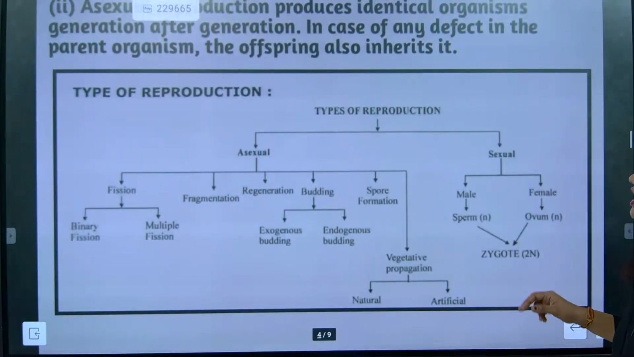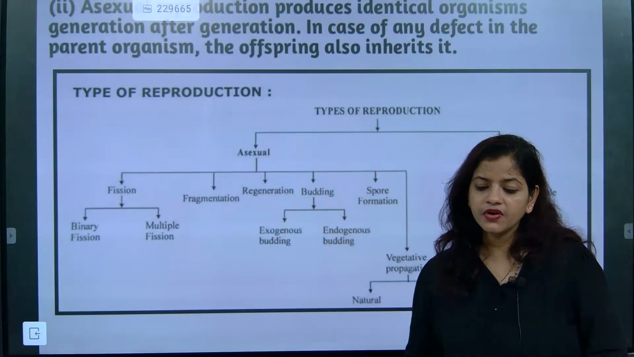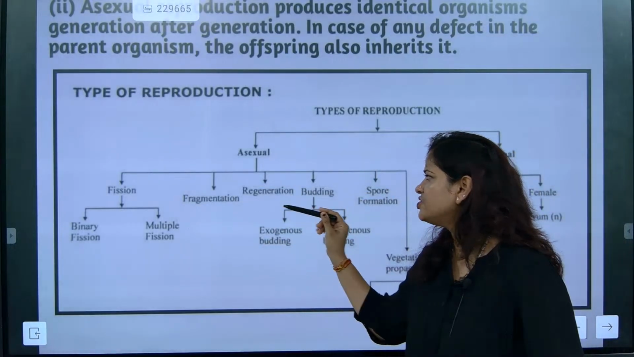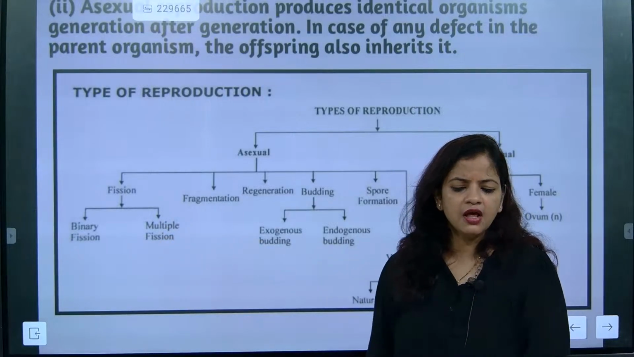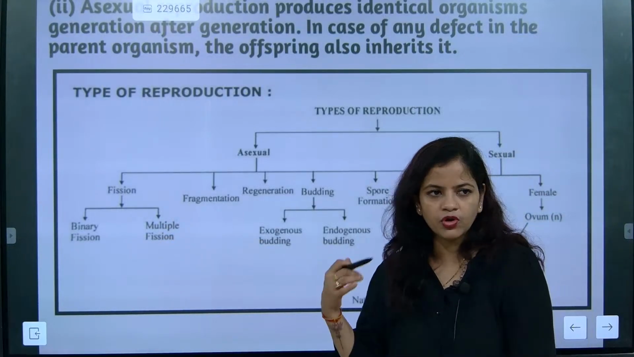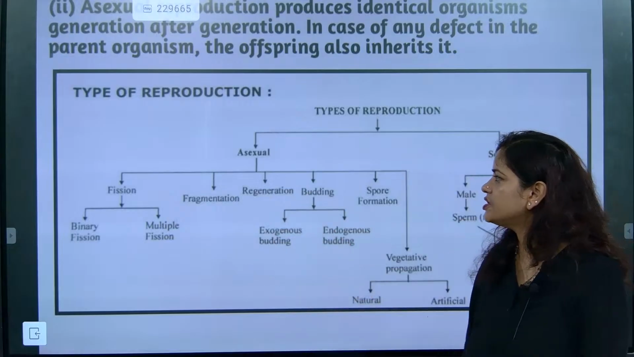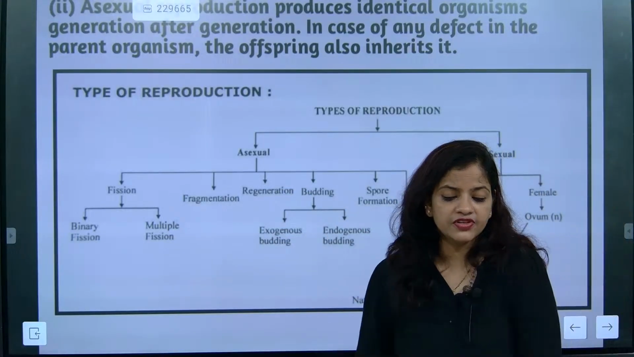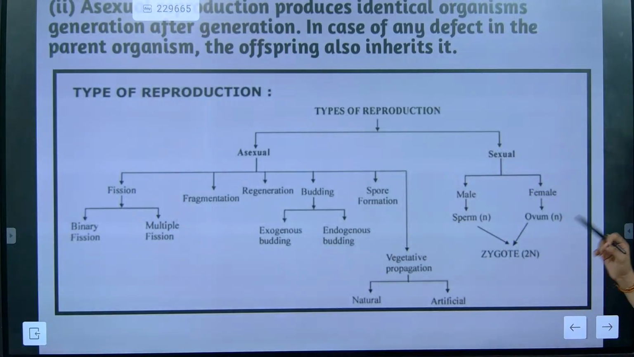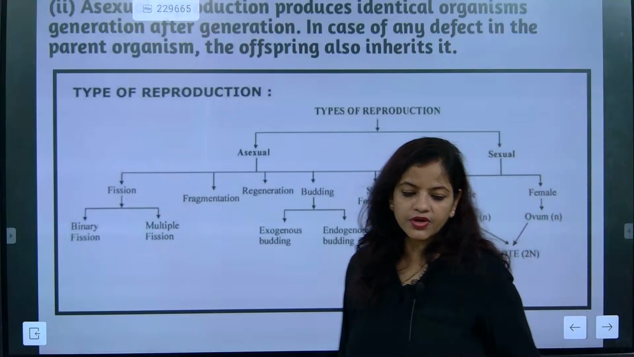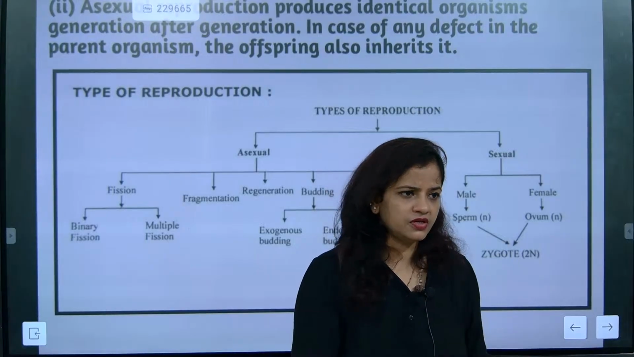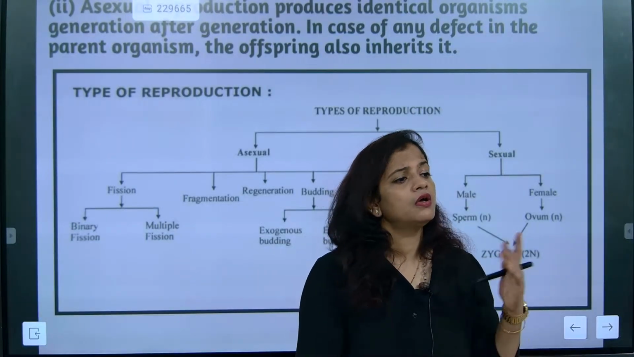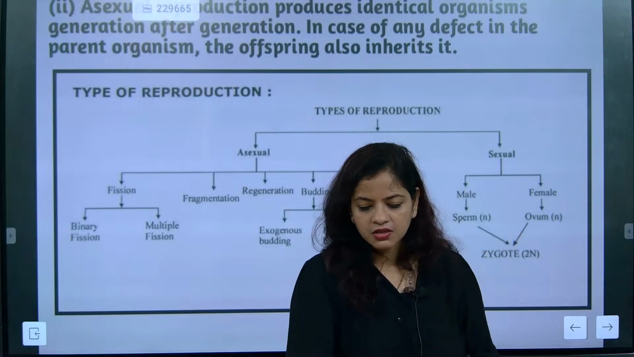So now we are going to see types of reproduction. In asexual reproduction, we have fission, fragmentation, regeneration, budding, spore formation, and vegetative propagation. In fission, there are binary fission and multiple fission. Next class, we are going to study it in a more elaborate way. Next is vegetative propagation. And then for sexual reproduction, male and female, sperm and ovum, and zygote formation. Everything we are going to study in the next class. But first, mitotic and amitotic division, meiosis and mitosis also we are going to learn, because these topics must be learned properly.